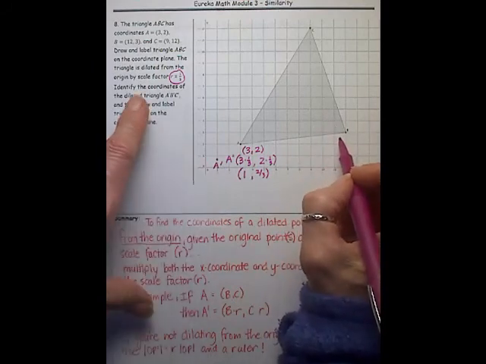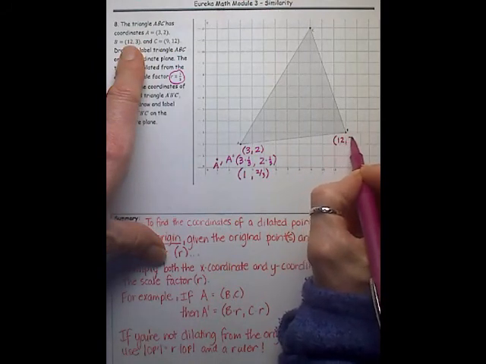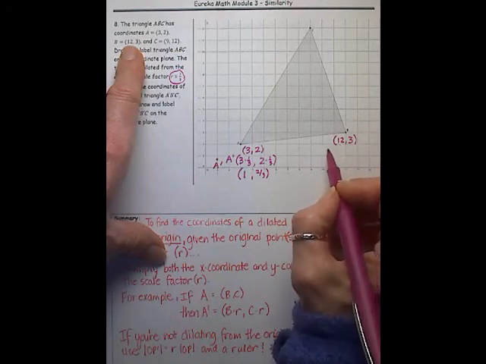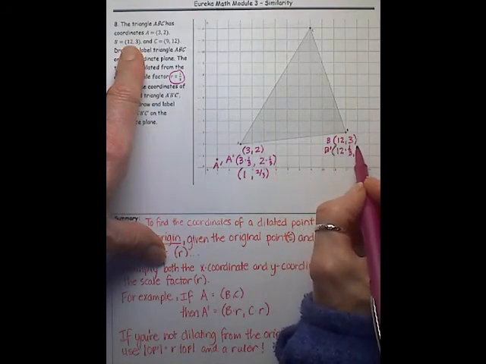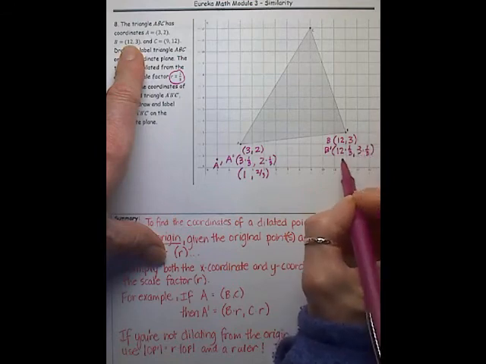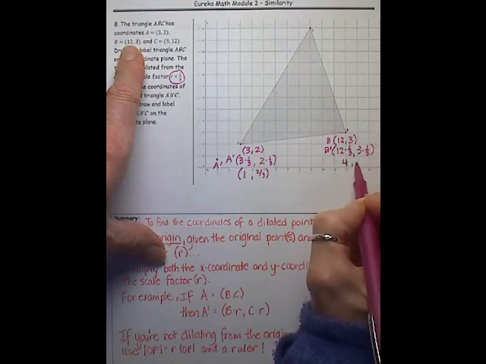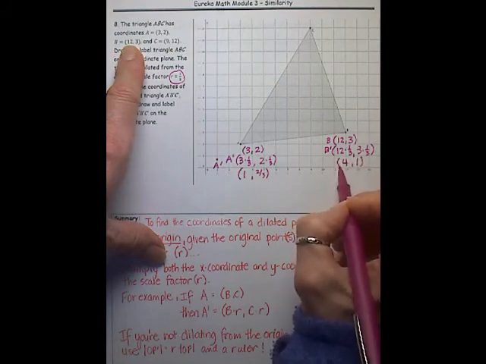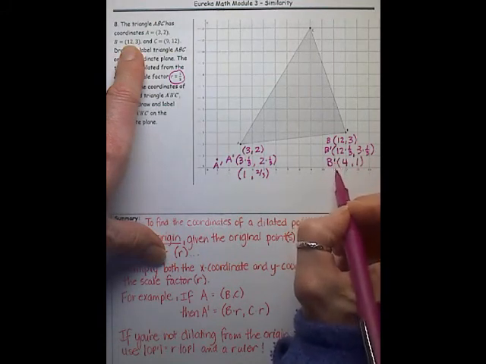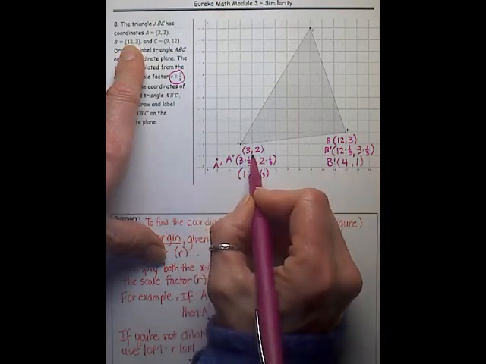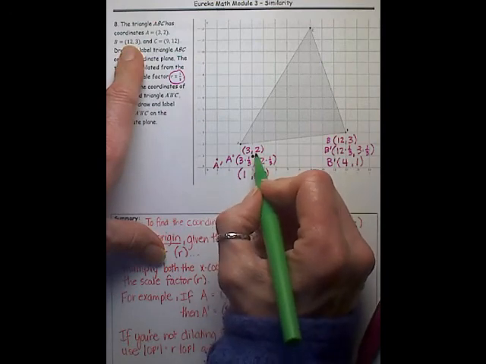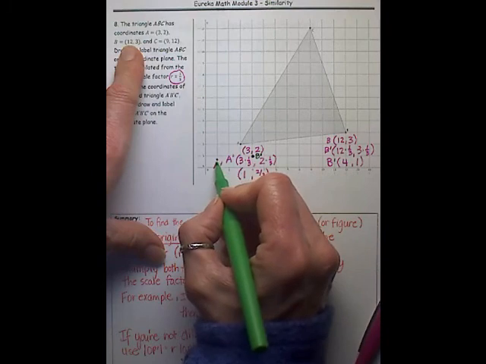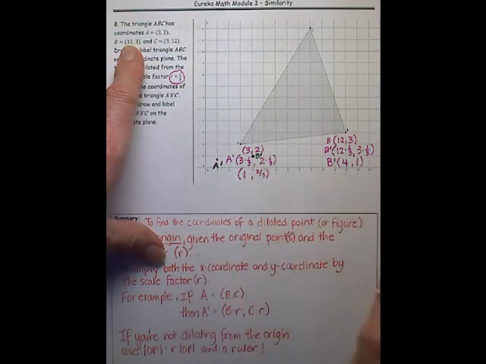For B, the coordinates of B are 12, 3. To find the dilated coordinate for B prime, we take the original coordinates and multiply by 1/3. 12 times 1/3 is 4, 3 times 1/3 is 1. So B prime has coordinates 4, 1. So we go over 4 and up 1, and I'll label that in a different color, and we'll call that B prime. So we have A prime down here and B prime over here.